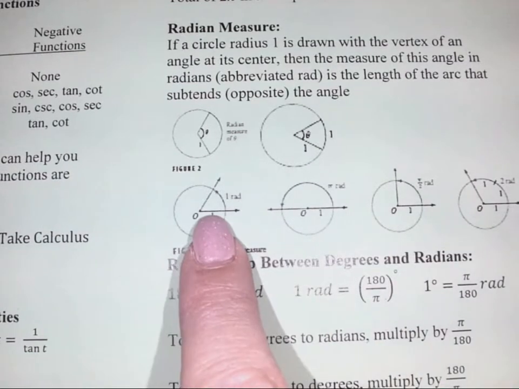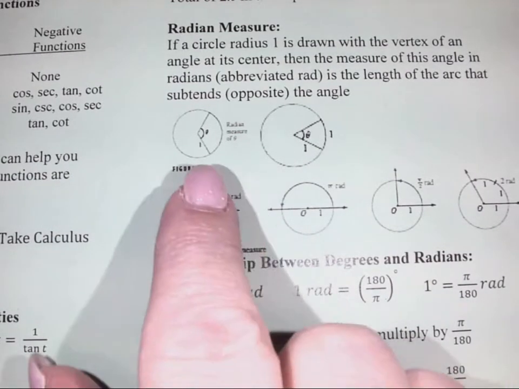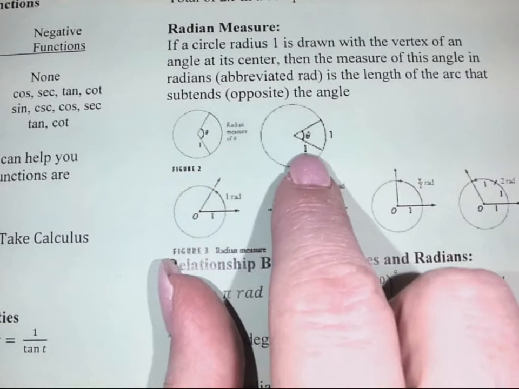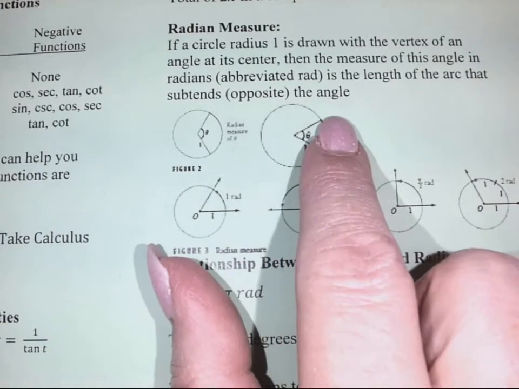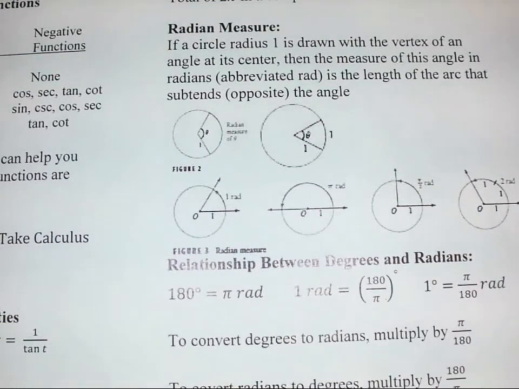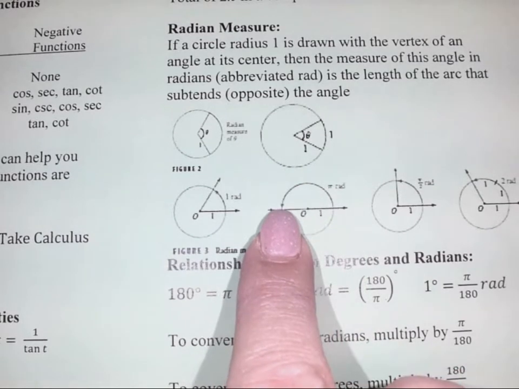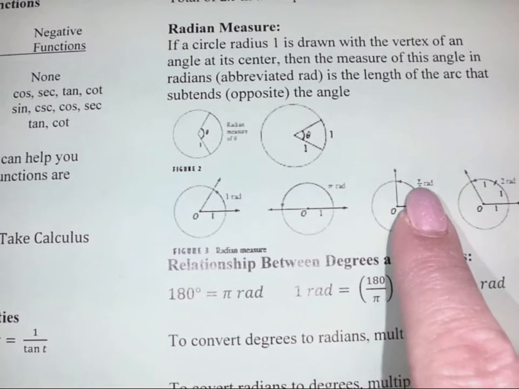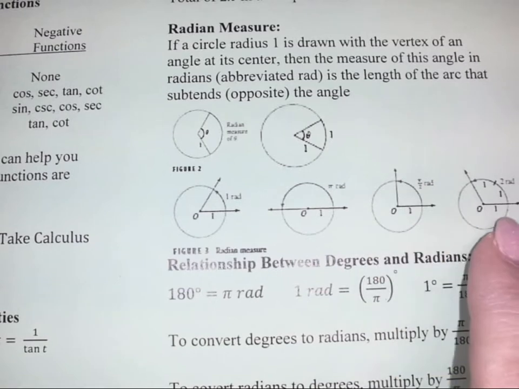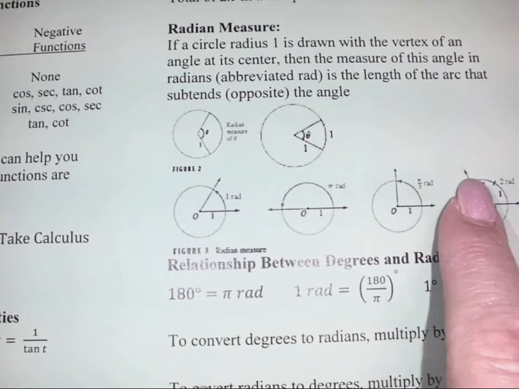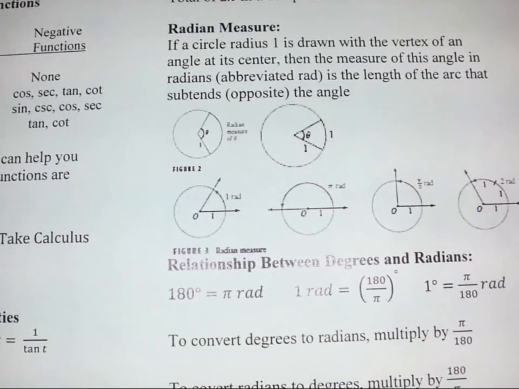And you can see some different measures here. So this is 1 radian, and then this would be like 1 radian. And then this would be pi rads, so pi radians. This would be pi over 2 radians, and this would be 2 radians. Just so you get an idea of what a radian is.